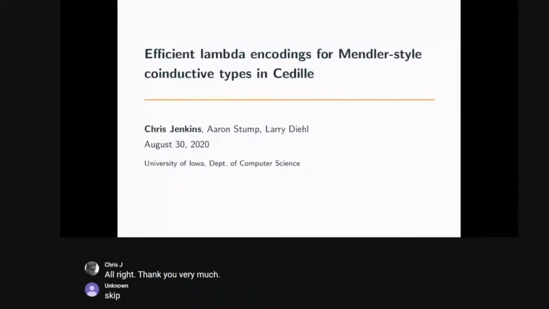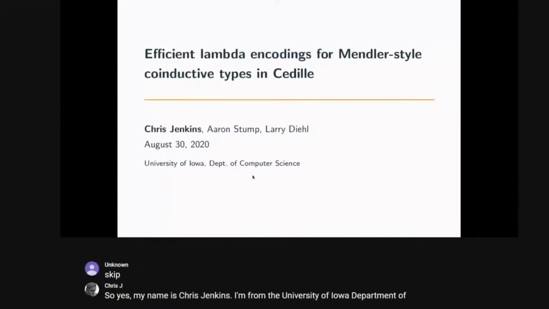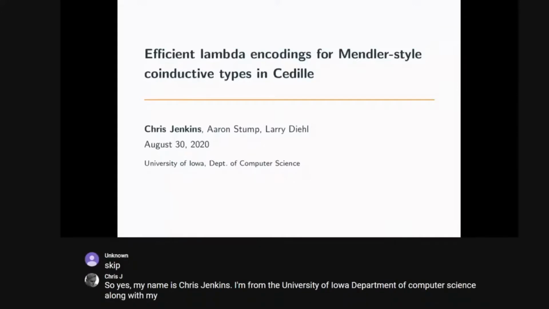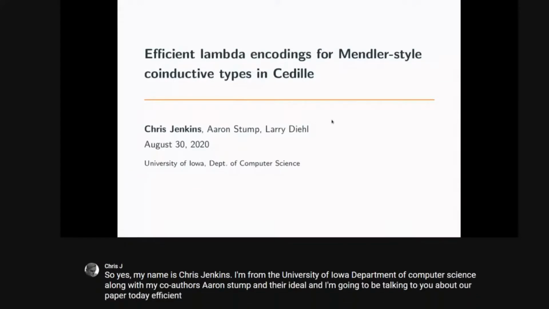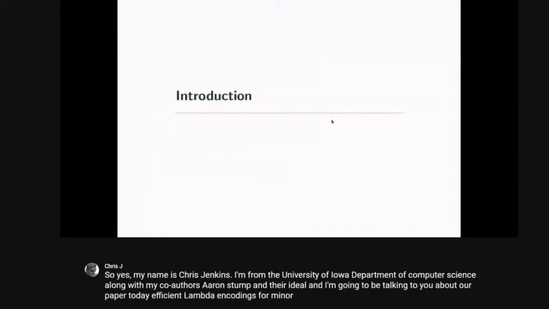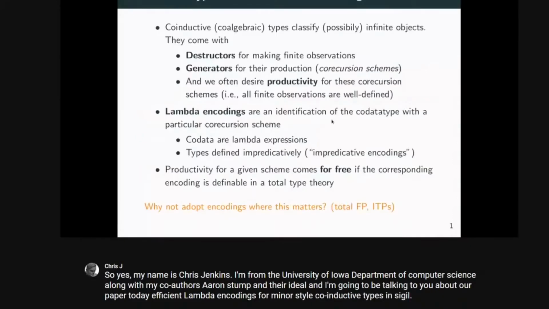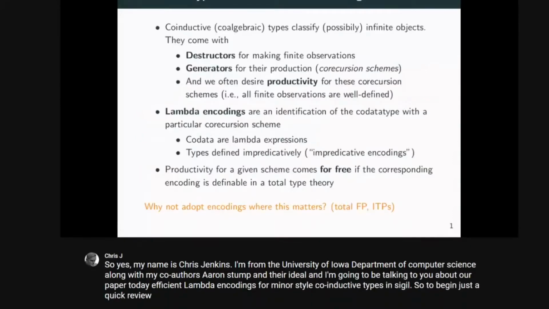So yes, my name is Chris Jenkins. I'm from the University of Iowa, Department of Computer Science, along with my co-authors Aaron Stump and Larry Diehl. And I'm going to be talking to you about our paper today, Efficient Lambda Encodings for Mendler-style Coinductive Types in Cedille. So to begin, just a quick review of coinductive types and their lambda encodings.